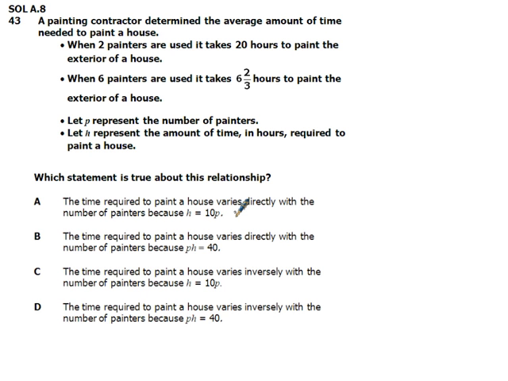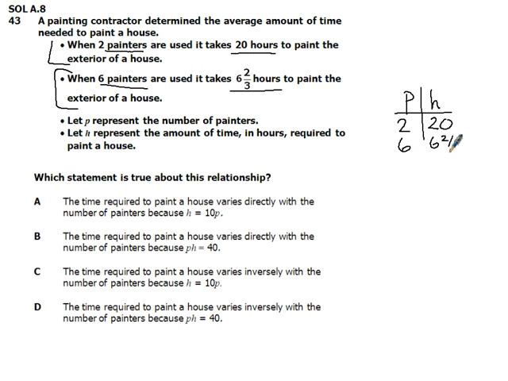Question 43. A painting contractor determined the average amount of time needed to paint a house. When 2 painters are used, it takes 20 hours. When 6 painters are used, it takes 6 2/3 hours to paint the exterior. We're going to let P represent the number of painters, and we'll let H represent the number of hours. So when there's 2 painters, it's 20 hours, and when there are 6 painters, it's 6 2/3 hours.